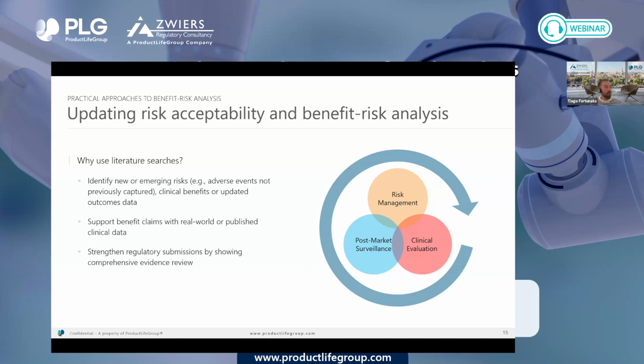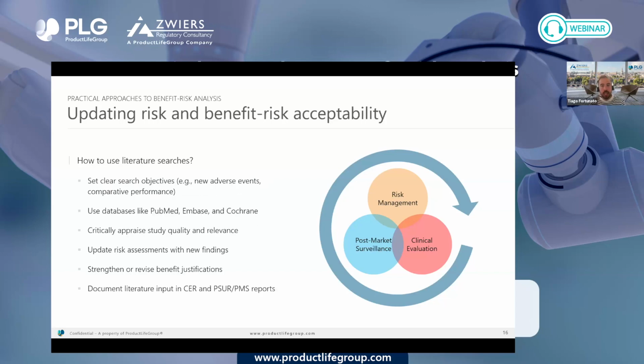For example, medical devices are used, and then the clinicians find new ways to use the medical device or define additional types of benefit. Also, your PMS data might show that the risk in the end is higher than what you have anticipated, or that you had not even thought of, to be honest. You can update this by using literature searches when preparing, for example, your search. And this way you may be able to support your benefit claims with real-world data.